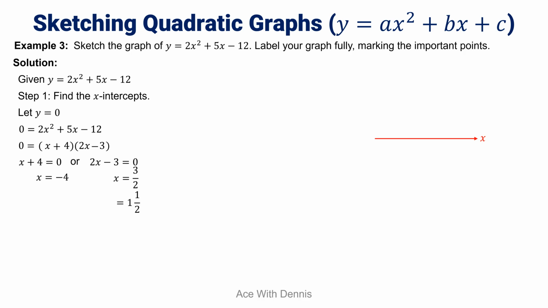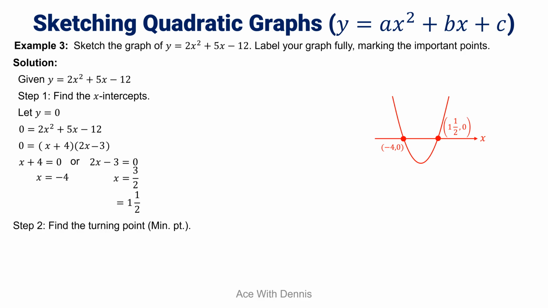Now we can draw the x-axis. So this is a smiley face because the coefficient of x squared is a positive number, which is positive 2. Then this point will be (-4, 0) and this point will be (1.5, 0). So these two are the roots of the equation.